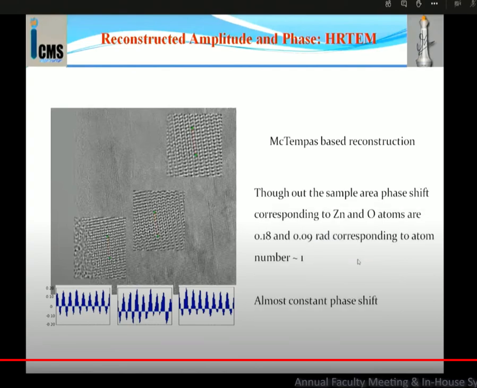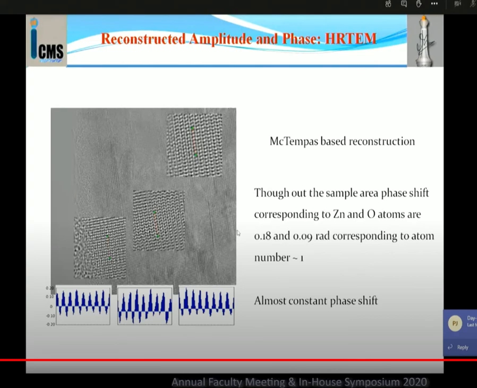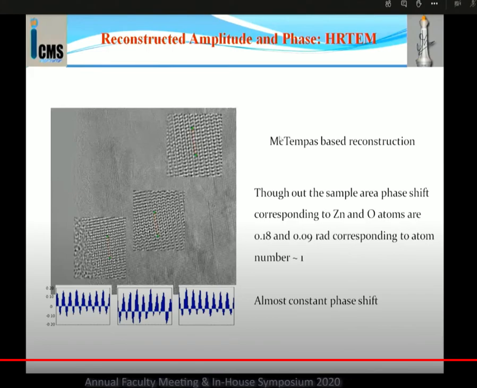We don't have a very good result from the HRTEM image series and a commercial MacTempas code that employs the Gerchberg-Saxton algorithm. It doesn't give any systematic trend. For thin and thick areas respectively, we obtain almost the same atom number.